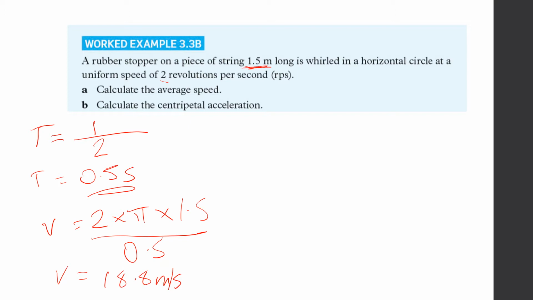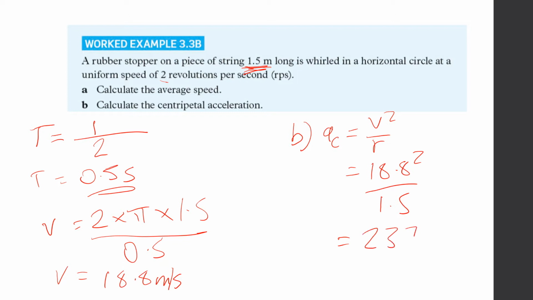So we can then put that into the acceleration equation that we've just derived. So a_c equals v squared divided by r. Plug in the values we've got. So v squared, 18.8 squared, divided by r, 1.5. That gives us an acceleration of 237 meters per second squared, directed towards the centre because it's centripetal acceleration.